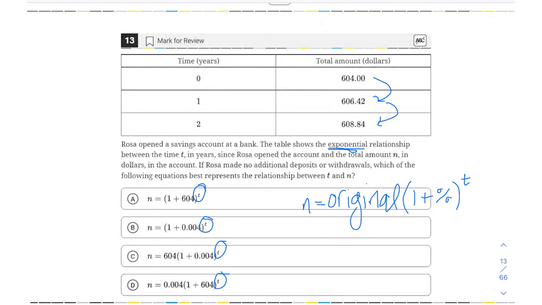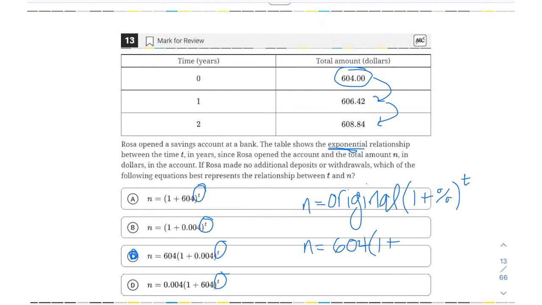Our structure should be original amount, which we can see at the very beginning when time is 0. That's your original amount. That's your starting value. So that would be 604 times 1 plus something. And already, once we're here, we can finish it out, but you can tell that answer choice C is the only one that's going to match that structure.